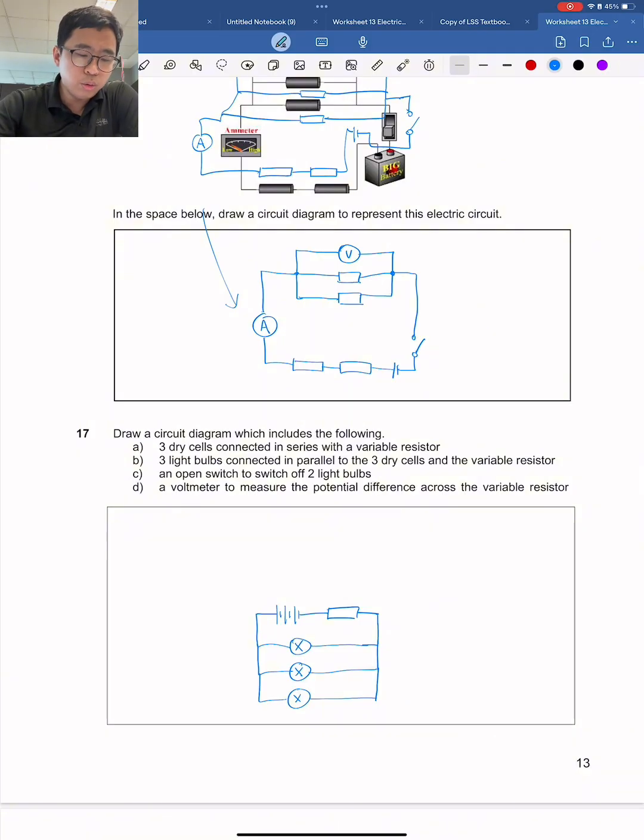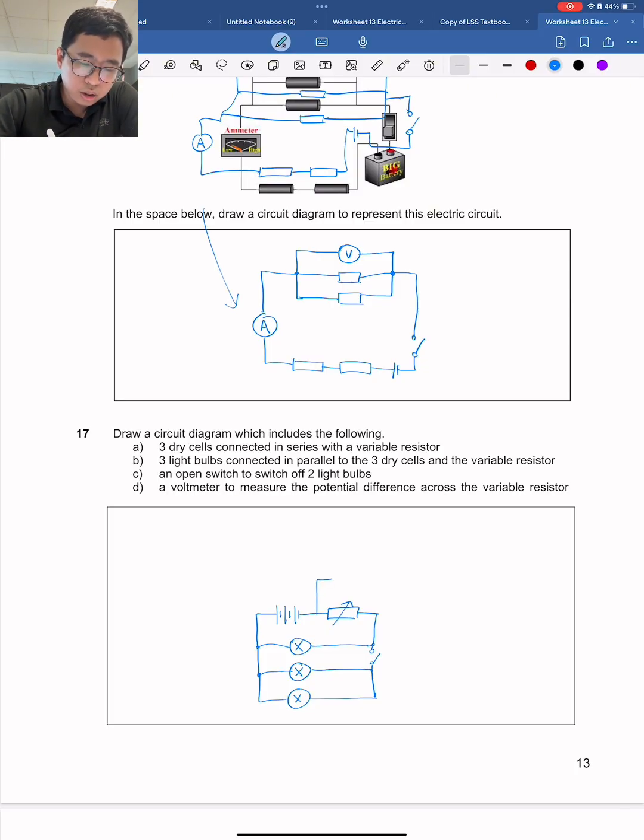Okay? So you want to switch off 2 light bulbs. So then you want to draw a switch to switch off 2 light bulbs. An open switch, so it needs to be open. And then the last thing is a voltmeter, measure the potential difference across the variable resistor. Okay, sorry, this is a variable resistor.